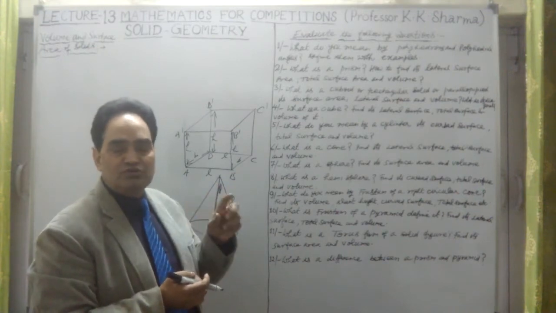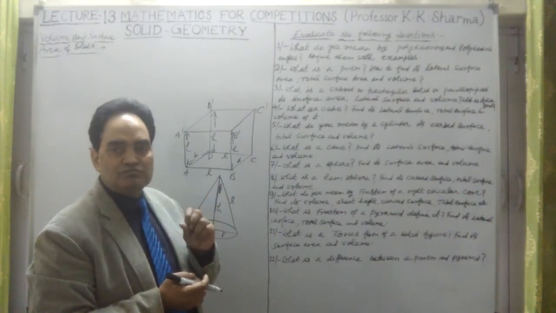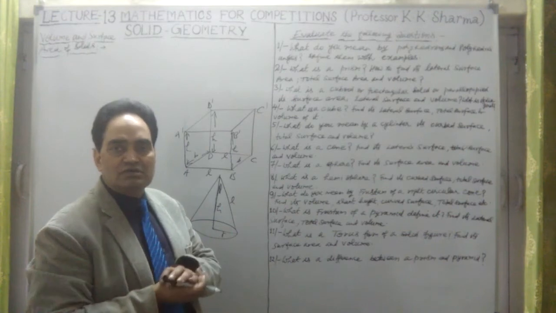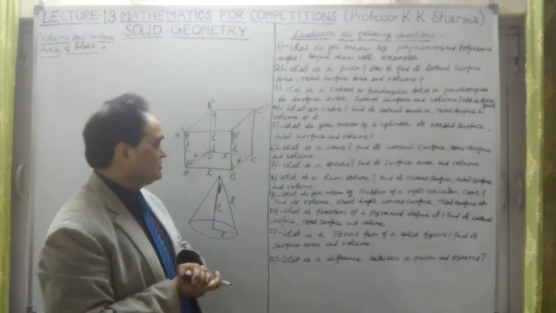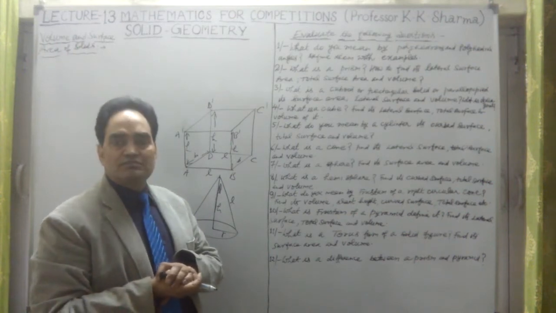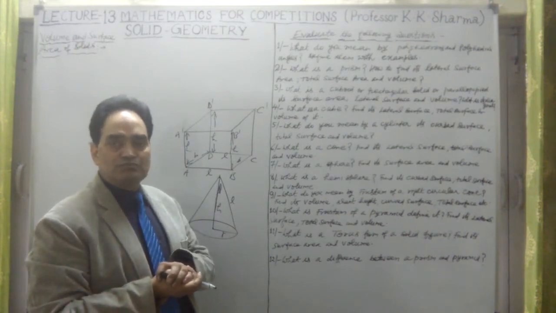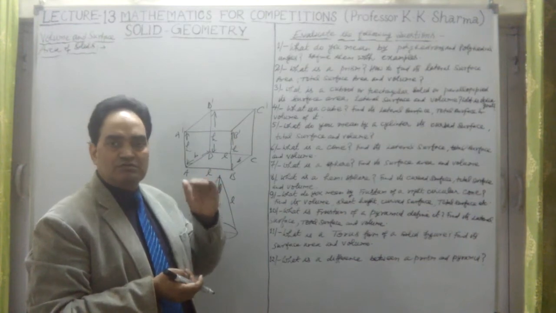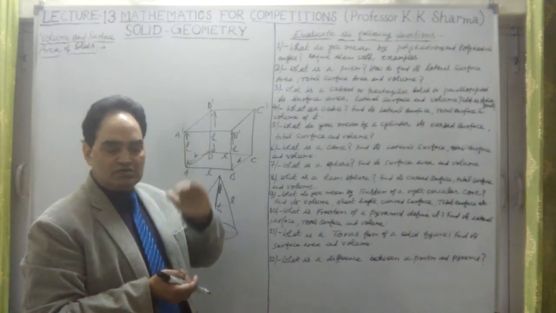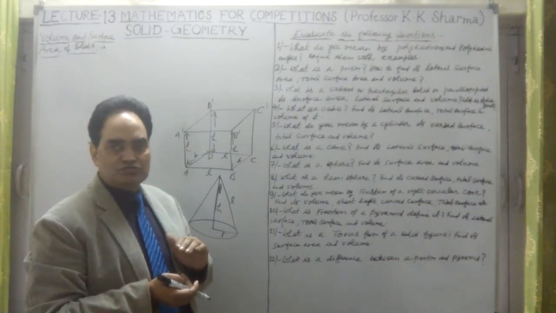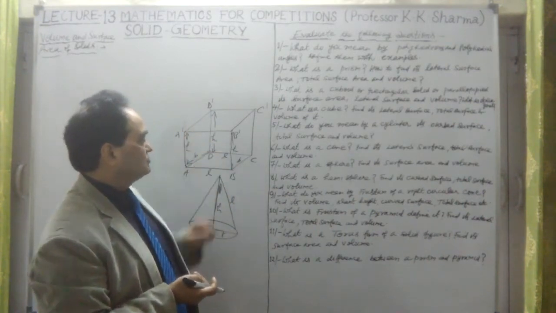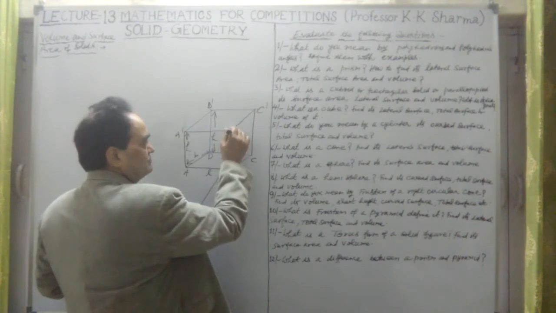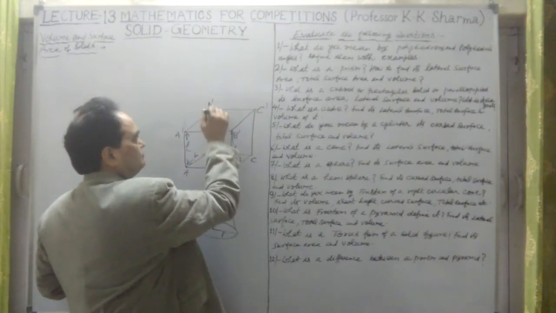parallelepiped or cuboid, or cube, where the base is a square. The base is a square and the top is also a square. In that situation, that figure is known as a cube. So square and square. The top base is square and the bottom base is also square. And then we join them. This is one of the figures here.